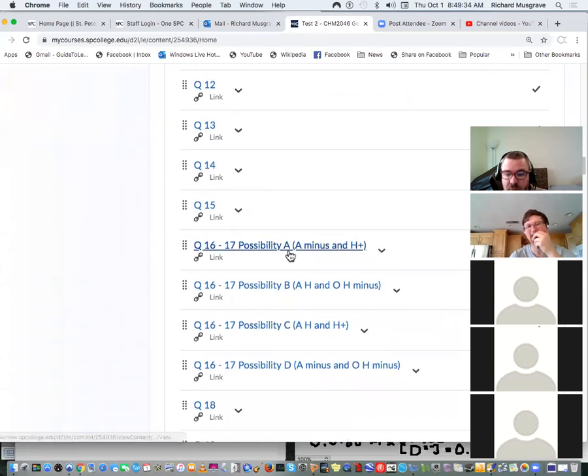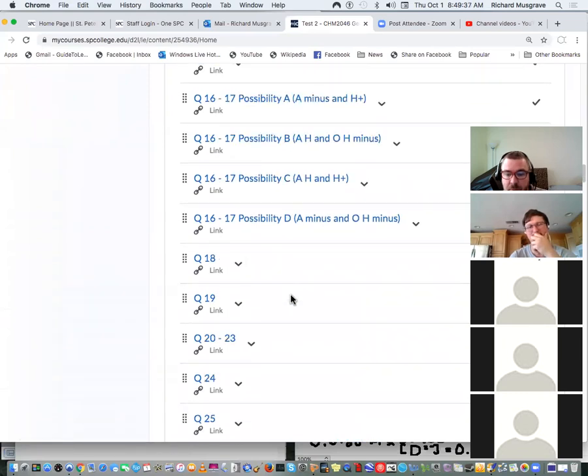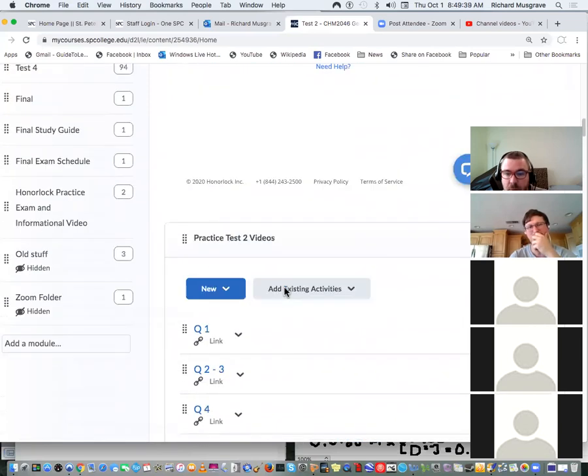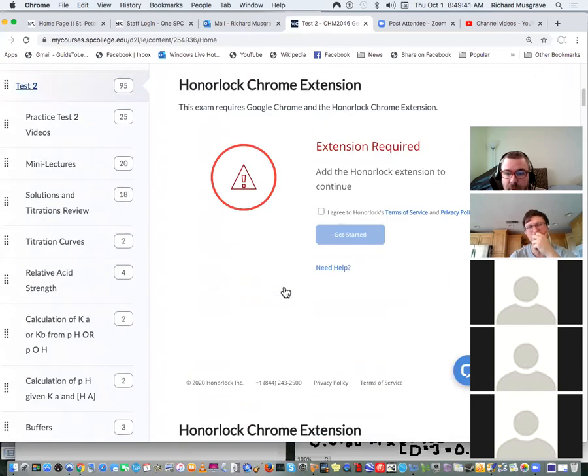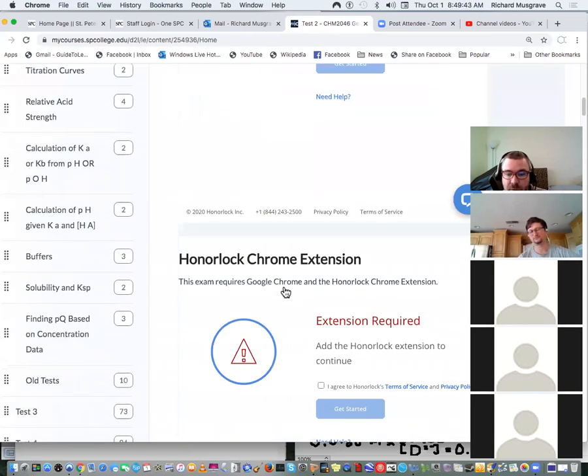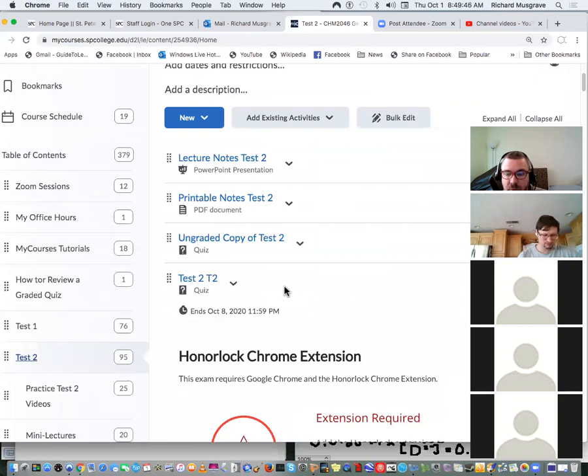So 16 to 17, same deal. So for any of those that you see when you're going through and taking this, that's what's going to happen. The periodic table and everything will be given to you inside the test, so you don't need a copy of that, just like in the ungraded copy. All right, any other questions so far, just about anything general about the test?